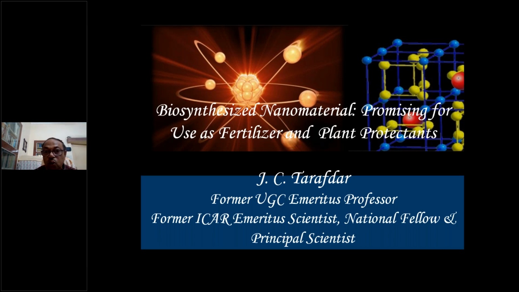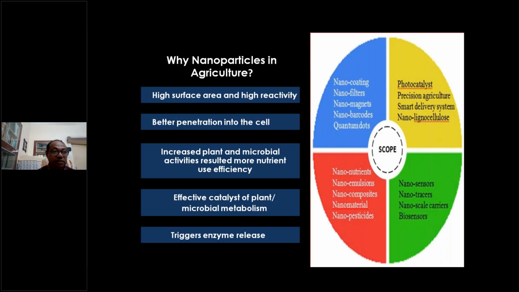Probably you all know that when any dimension, maybe length, breadth, or height, of a particle is 100 nanometers or less, then it is called a nanoparticle. Under nano size, particles show some unusual properties which we can exploit for the benefit of mankind. Now, how can we use nanoparticles in agriculture? Why should we go for it?